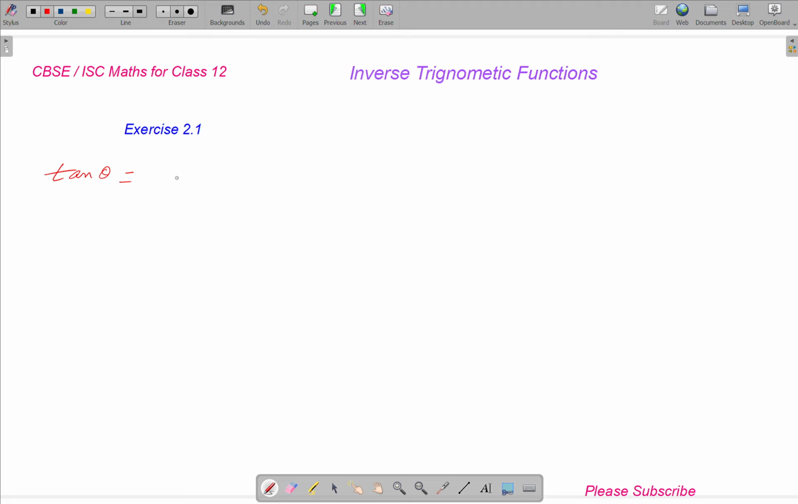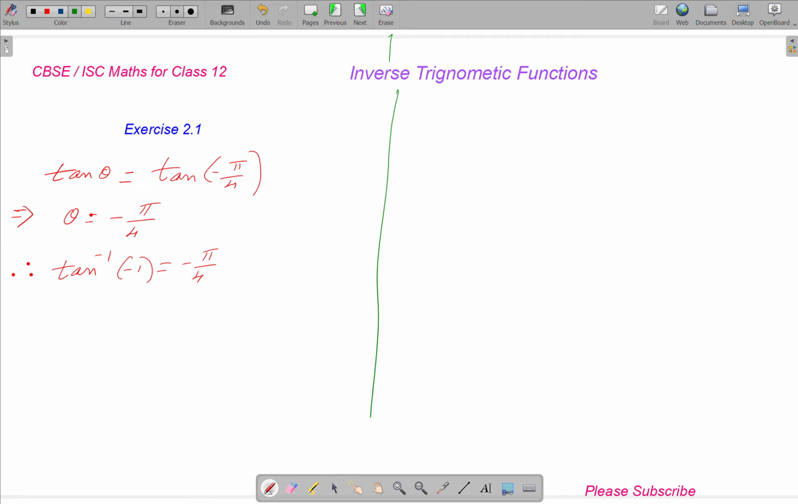Tan theta is equal to tan minus 5 by 4. That implies theta is equal to minus 5 by 4. Therefore, tan inverse minus 1 is equal to minus 5 by 4.